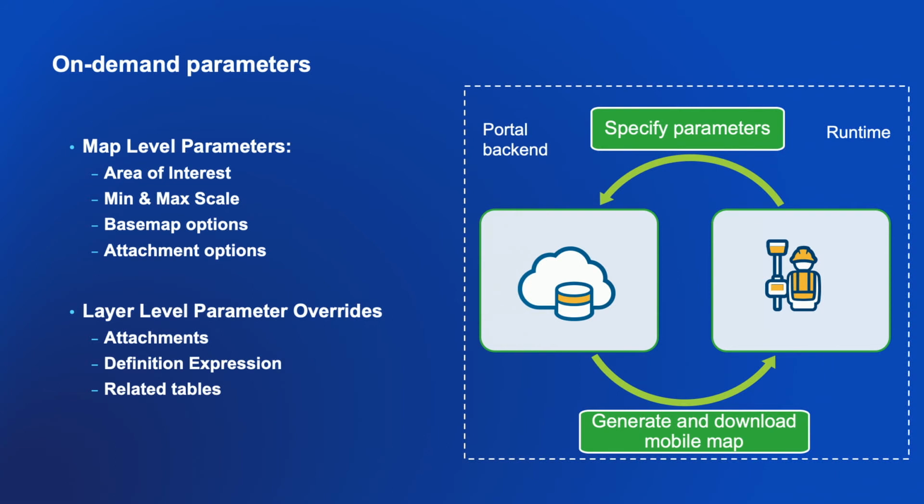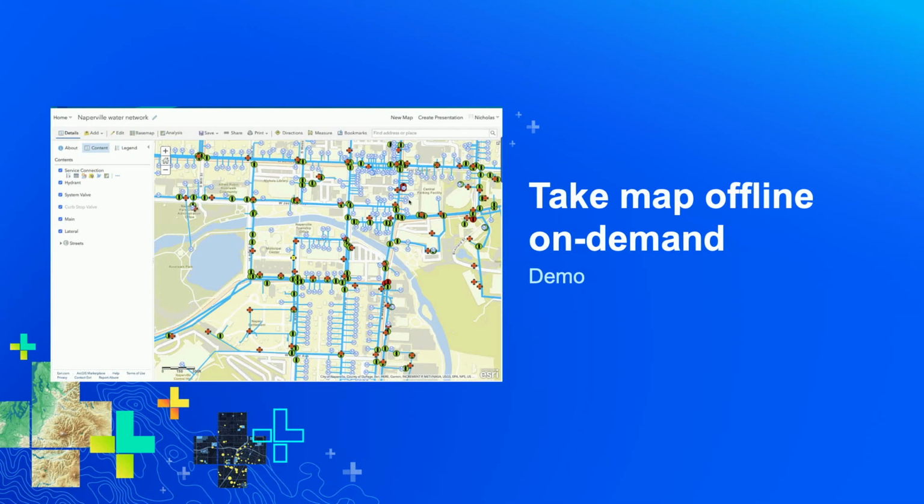In many cases, you may already have a base map on the device, and you just want to take features offline. And for those features, you may decide you want attachments or not. So there's some high-level map parameters that apply to all the layers in the map. But if you wanted more control on a layer-by-layer basis, you could specify overrides for each of those layers as well. So to give us a demo on how this works, I'm going to pass it over to Rama, who's going to show us an iOS app.